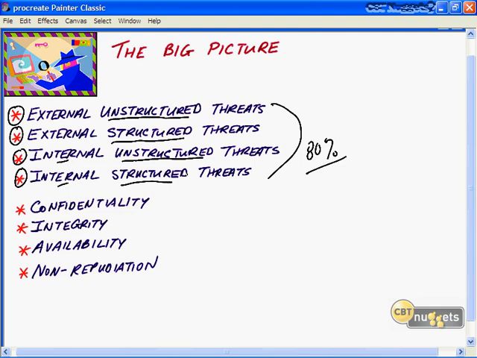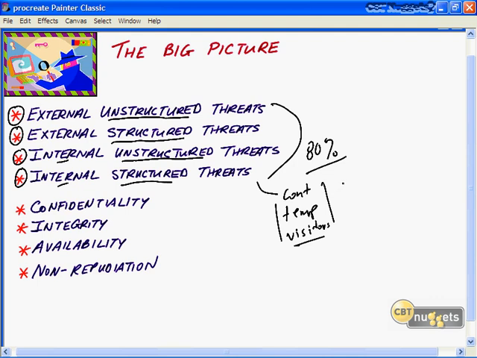And again, these could be full-time employees, but more often than not, internal structured threats are going to come from contractors. Okay? Contractors, temporary employees, visitors into the building. So other types of security mechanisms like authentication, access control, and physical security are all very important.